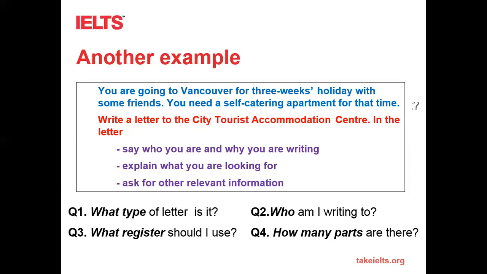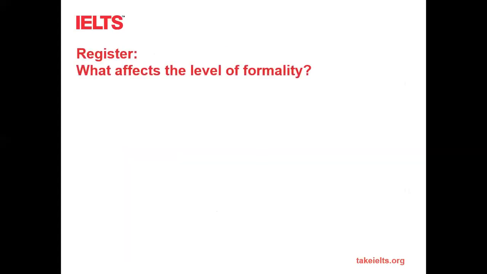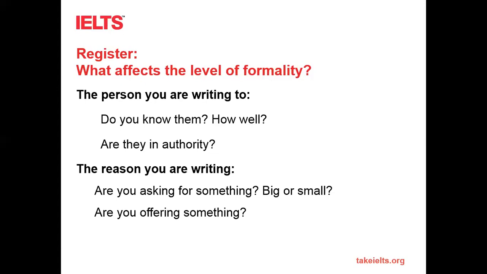Moving on. Register. Now that came up in the chat box. Some of you asked, what is register? Register is the level of formality. Whether in this case for our letter, whether it's formal or informal. So how do you decide register or level of formality? The first thing to ask yourself is about the person that you're writing to. Do you know them? As we said before, in the case of the landlord, we decided that yes, we probably do know them and know them well enough to know their name.